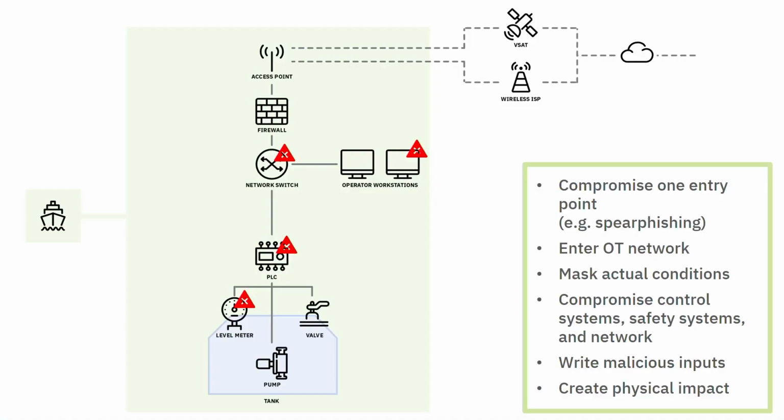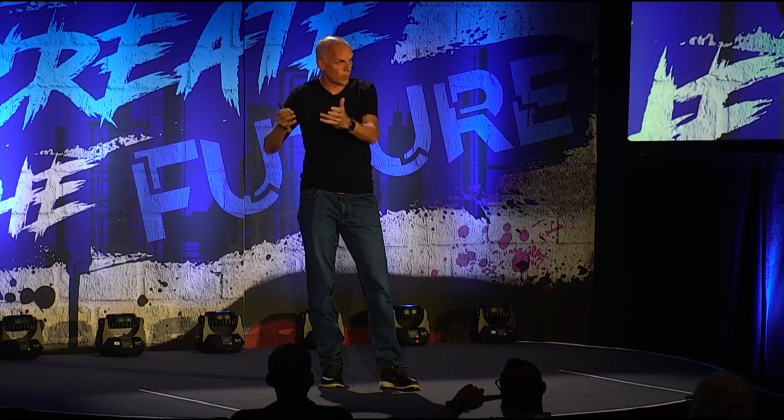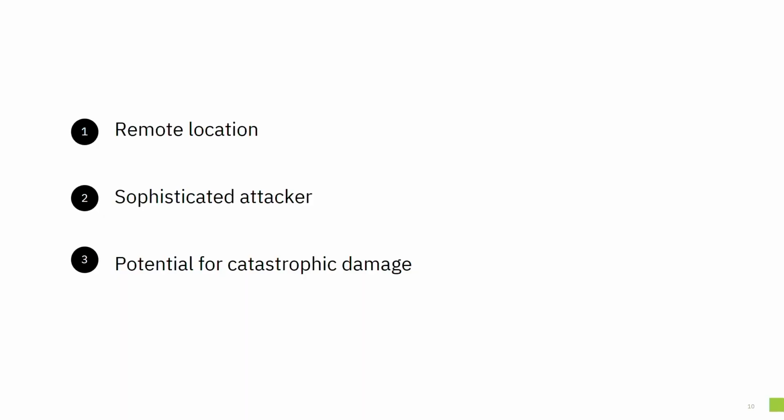So if successful and working on this for a long time, the attacker might have found a way to mask the condition and possibly even take the network offline when it comes to that. So we have to be worried about that. For sure, there will be some malicious activities and possibly a physical impact later on. So we've got all of these three check marks here. We've got the remote location. We have a sophisticated attacker that had a long time possibly to prepare, and we have the potential for catastrophic damage. So let's get the screwdrivers out now.